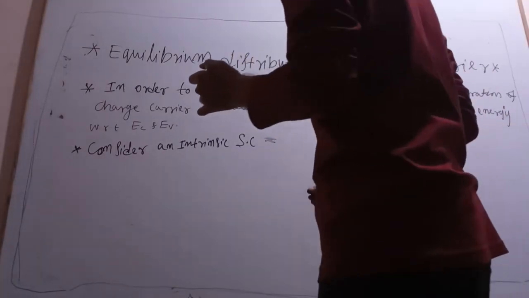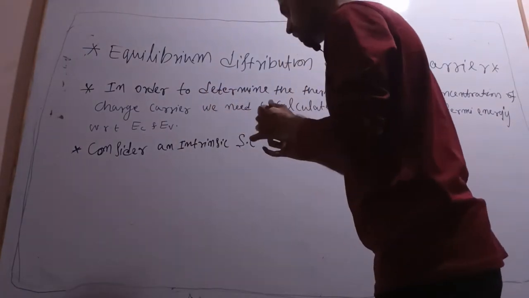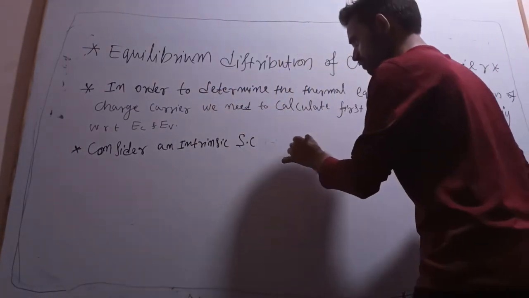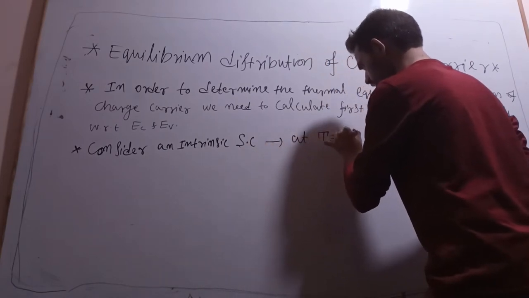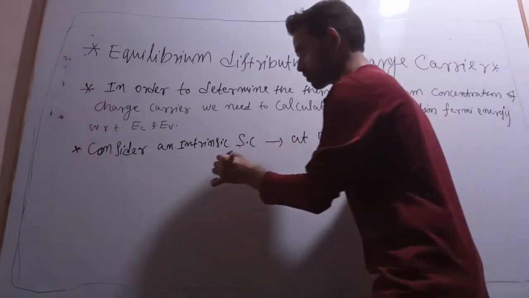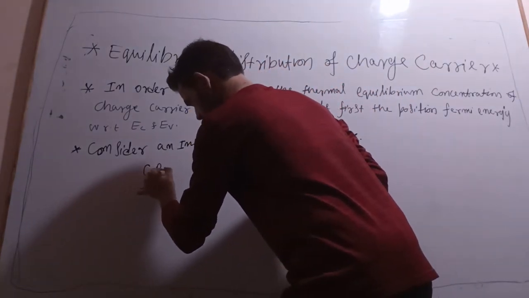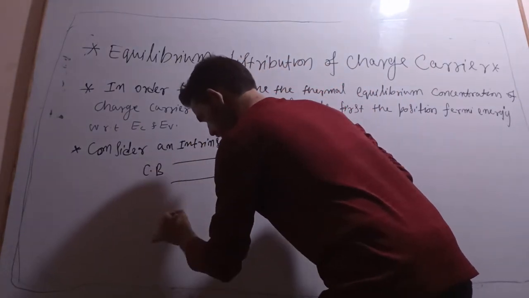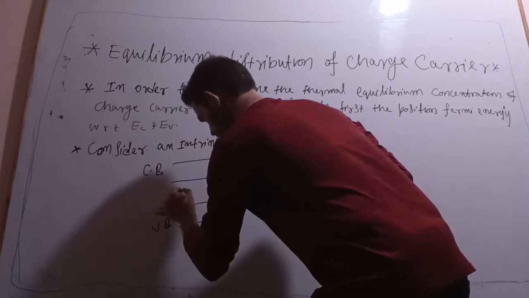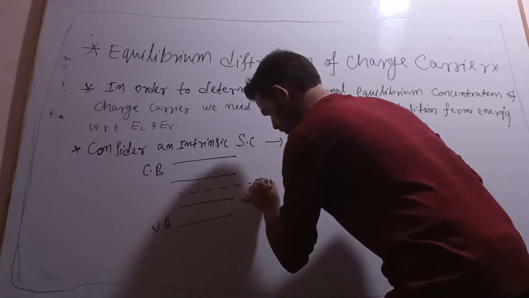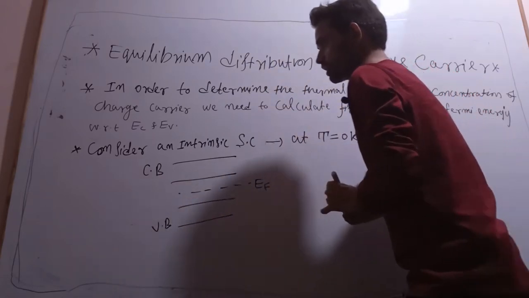Consider an intrinsic semiconductor. As we know very well, at T equal to 0 Kelvin, this is my conduction band, and this is my valence band. Somewhere here there is the Fermi energy level.